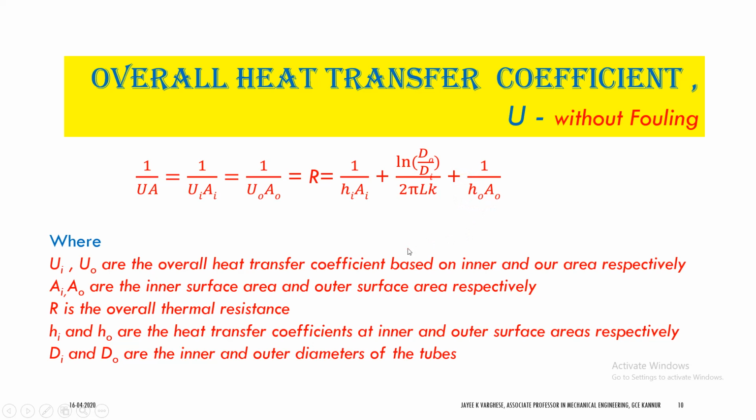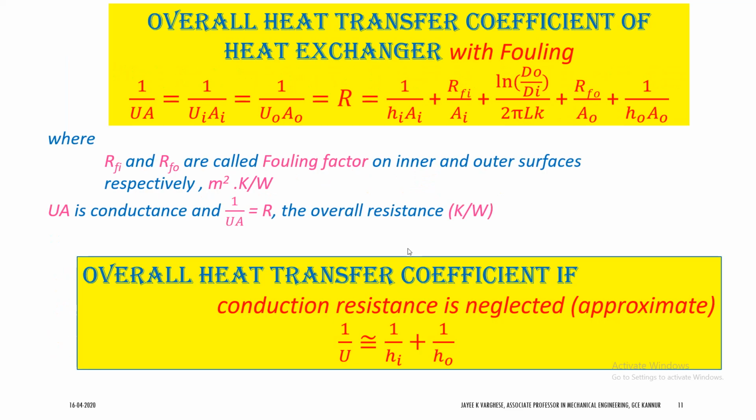Okay, now we can see what additional resistance is going to be there if the surface is fouled. So in the case of a surface with fouling, there will be additional terms. 1 by HIAI was already there in the equation. Then this is the fouling factor for the inner surface, so RFI divided by AI, where AI is the inside area, 2 pi RIL.